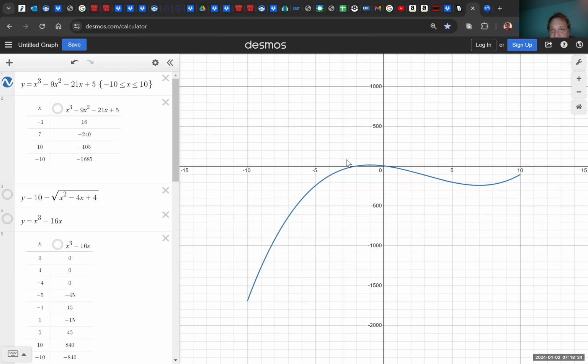And you can see that, of this function, the absolute maximum is somewhere right around here. That's actually where x equals -1 and y, which is the absolute maximum, is 16. And in this sort of function where we have endpoints, right here would be the absolute minimum at an endpoint, and that's at -10 and -1685. So those correspond to what we found in the table. But you can visually see when we chop off the ends and give it some endpoints, you can see where the absolute max and absolute min is.